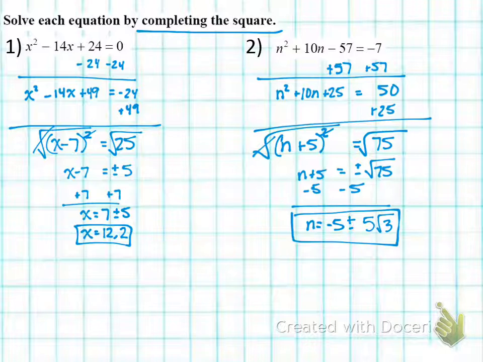We're going to be working on this for a little while. Okay. Any questions on numbers 1 and 2? Yes? Number 2, the very first step, you did the opposite of negative 57, which is plus 57 and plus 57.